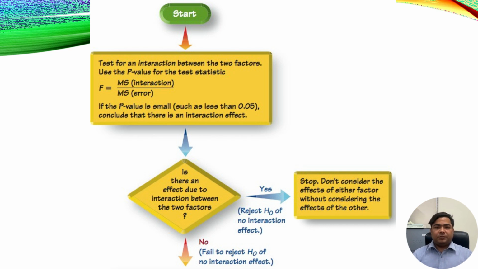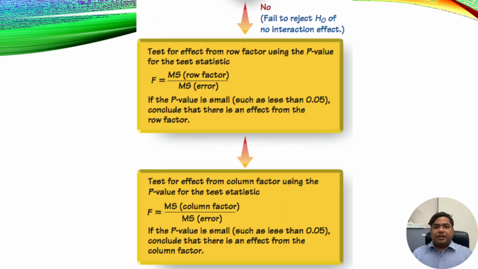We should not interpret the effect of one factor alone without considering the other factor, because the effect of one factor depends on the level of the other factor. But if the p-value is greater than 0.05, we fail to reject the null hypothesis. That means there is no significant interaction effect, and then we can continue by checking the main effects of each factor separately. This part is used only when the interaction effect is not significant.